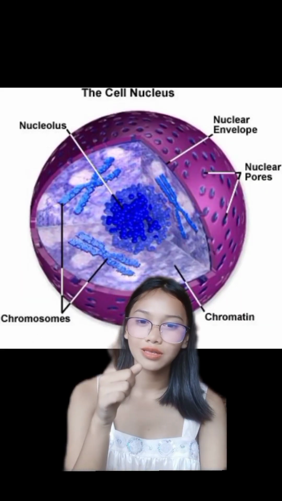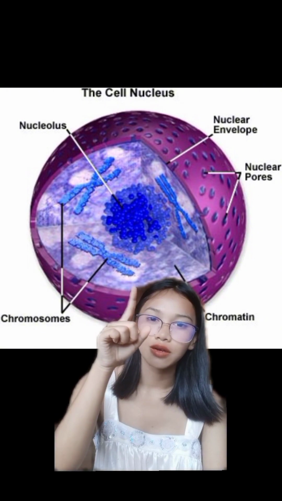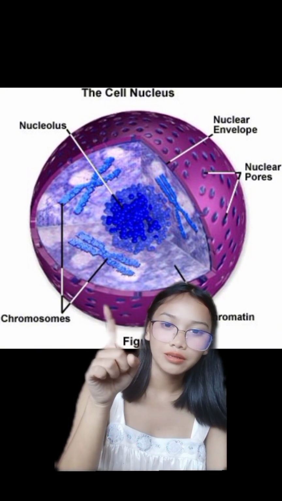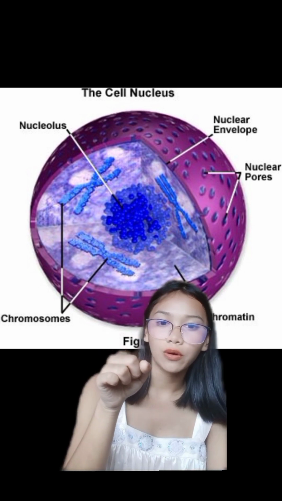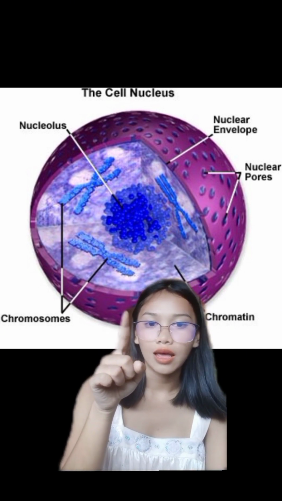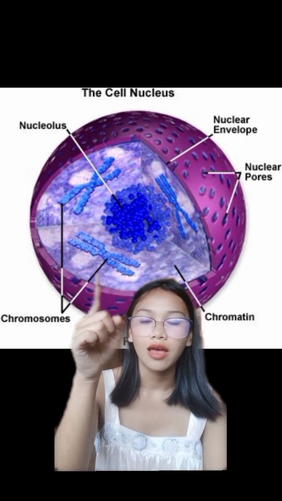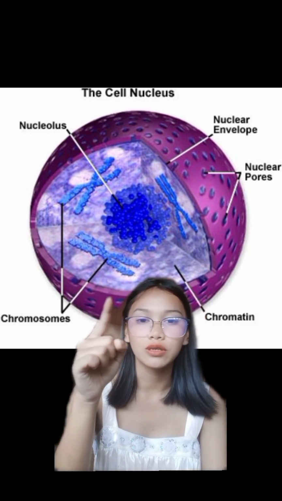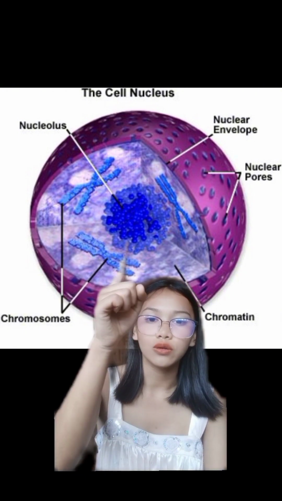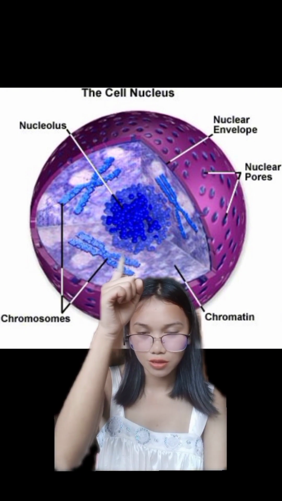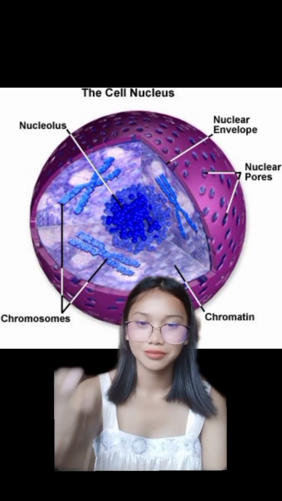So this is what it looks like inside of the nucleus. So it contains a nuclear envelope, this one, and nuclear pores, and the chromatin, this one, the chromosomes, and also inside of the nucleus we have a nucleolus, this one, at the center of the nucleus.